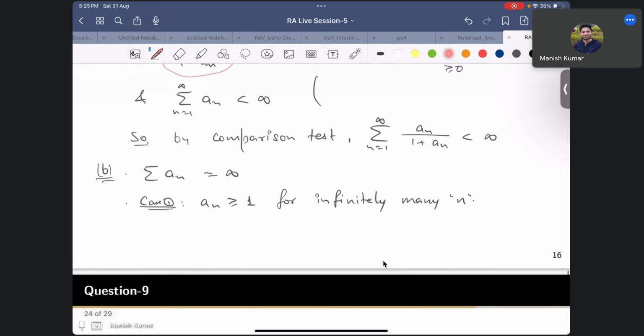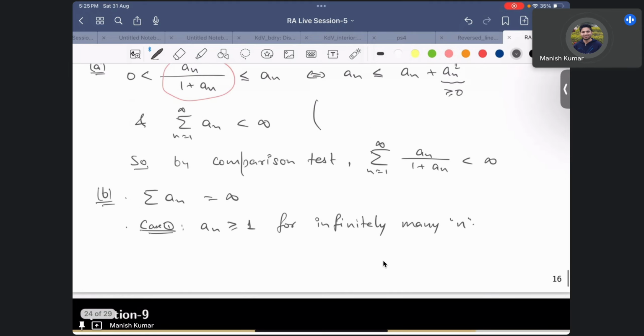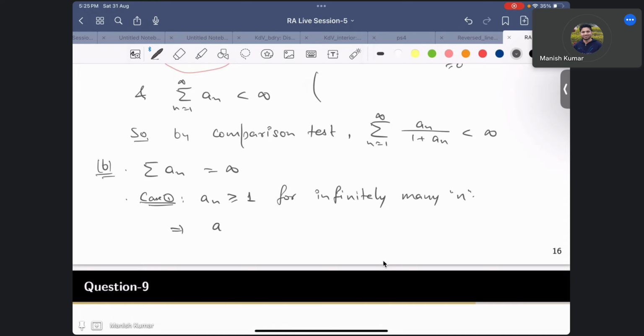So when an is greater than or equal to 1, for infinitely many n, this will tell me that 2an, which is nothing but an plus an, is greater than or equal to 1 plus an, and this would mean that an upon 1 plus an is greater than or equal to half. Right, so we have found some lower bound. So this is for infinitely many n's. Okay, I'm not saying this is true for all n, so this is for infinitely many n's.